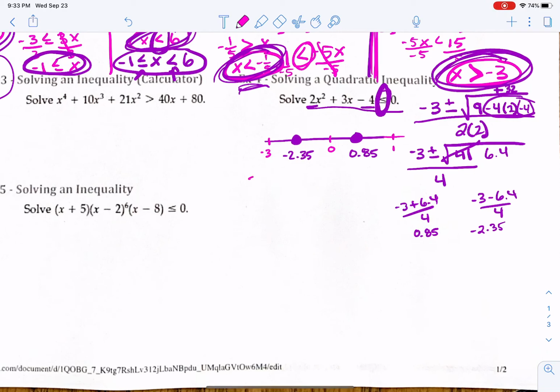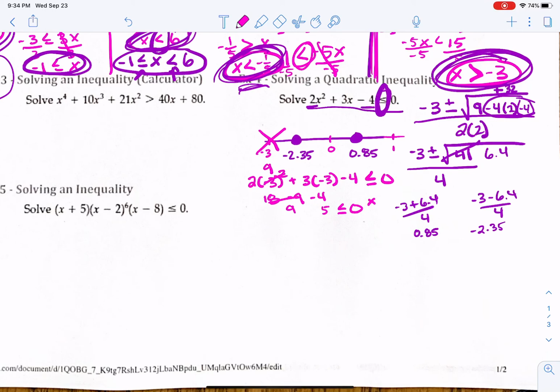Okay, so I want to do 2 times -3 squared plus 3 times -3 minus 4, and I want to see if that's less than or equal to 0. So -3 squared is 9. 9 times 2 is 18. 3 times -3 is -9, and then minus 4. So 18 minus 9 is 9, and 9 minus 4 is 5, and 5 is less than or equal to 0? No, 5 is not less than or equal to 0, so it's not going to be this range that I'm going to shade.